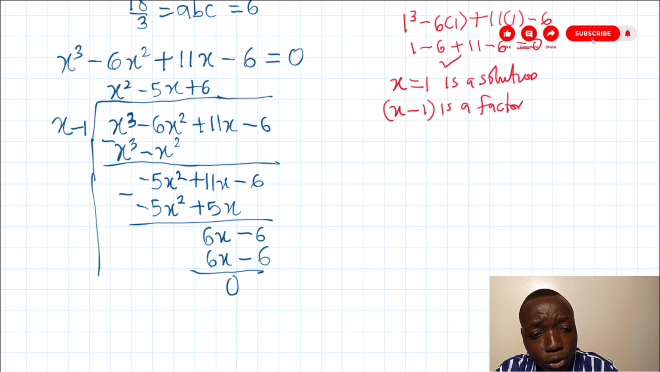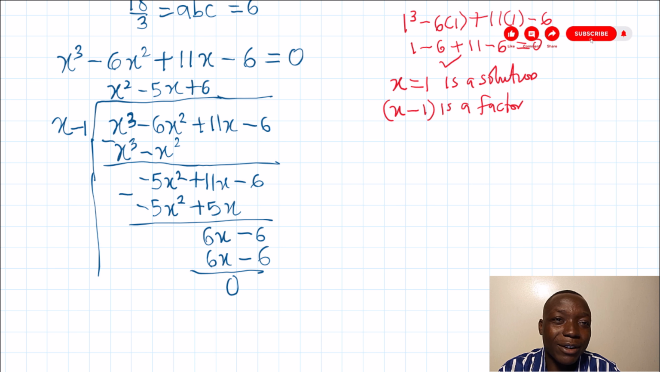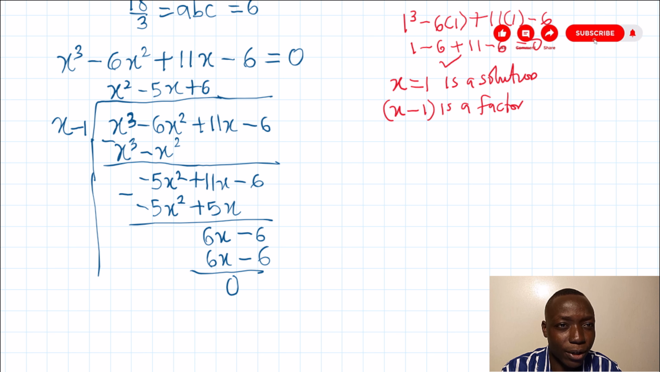All right. So this is a very easy quadratic equation. You can use the factorization method. You can use the general quadratic formula method to find your other roots. But it is very easy factorization. So I'll just go ahead and use the factorization method.